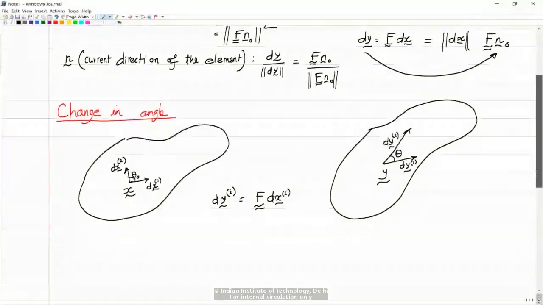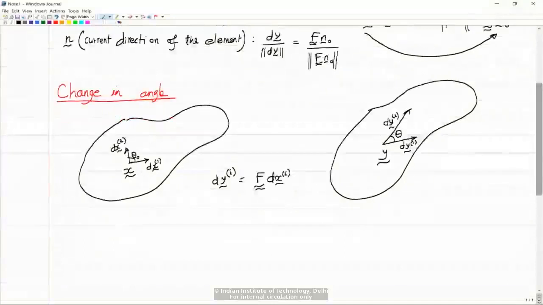So, any idea how to do that? Anyone? How to obtain the final angle? What should be the way forward? Dot product. That's right. So why don't we take the dot product? It will give you cosine of the angle, right?